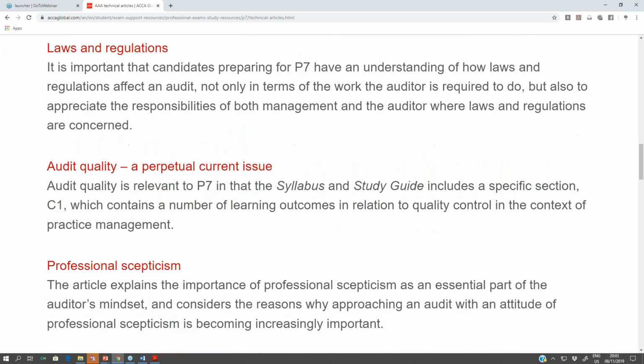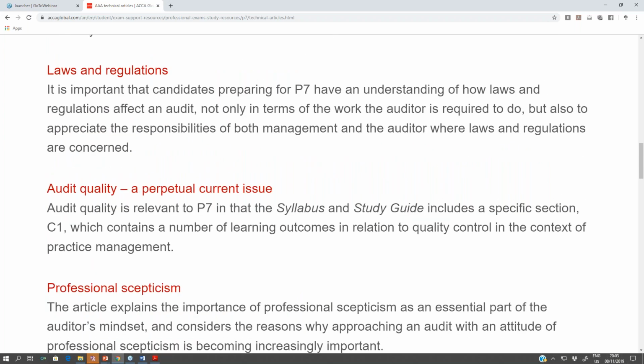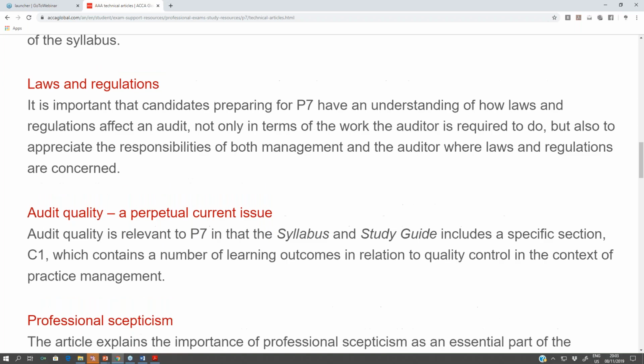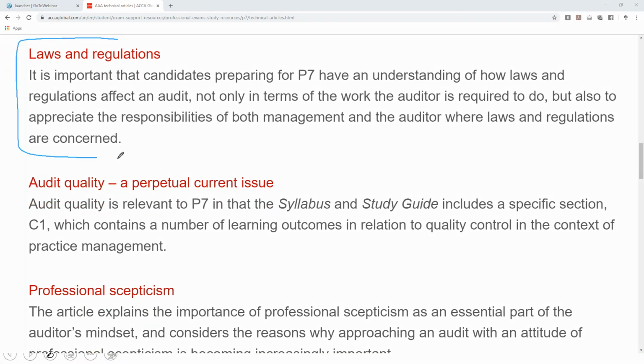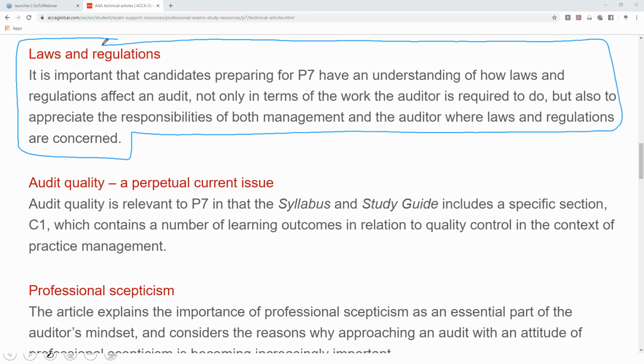It is the article on laws and regulations. When you read this article right in front of your screen, it will give you a deep insight and understanding about the management and the auditor responsibility for laws and regulations. See this line written here. It is important that candidates preparing for P7 have an understanding of how laws and regulations affect an audit, not only in terms of the work the auditor is required to do, but also appreciating the responsibility of both management and the auditor where laws and regulations are concerned.